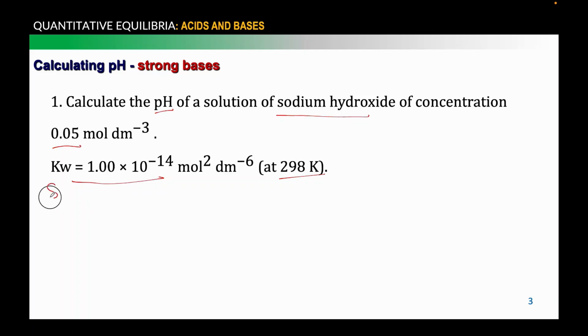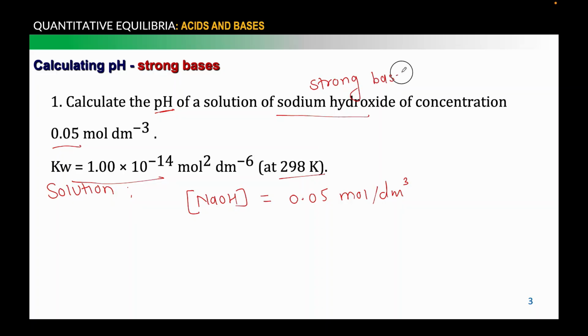So to write its solution, we need to find the pH. But what is given? The concentration of sodium hydroxide. The square bracket means concentration. So the concentration of sodium hydroxide is 0.05 mole per cubic decimeter. Student, in the previous class also I told you, whenever there is sodium hydroxide, because we are dealing with a strong base, and sodium hydroxide is a strong base, a strong base dissociates completely.